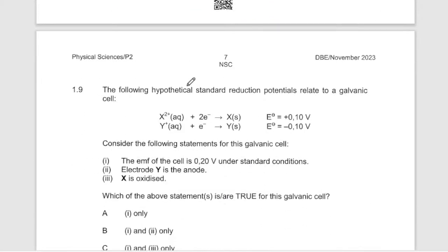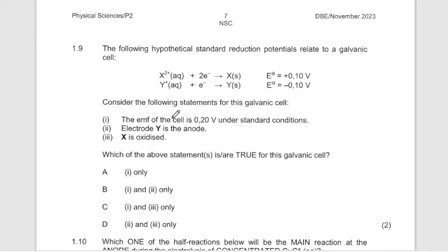Then we go to 1.9. What are they saying here? The following hypothetical statement: standard reduction potentials relate to a galvanic cell. You have this, gives you this. You have this, gives you this. Consider a statement in the galvanic cell. The EMF of the cell is equal to 20 under standard conditions. If you have this minus this, then it gives you the voltage, or EMF. Okay, cool.